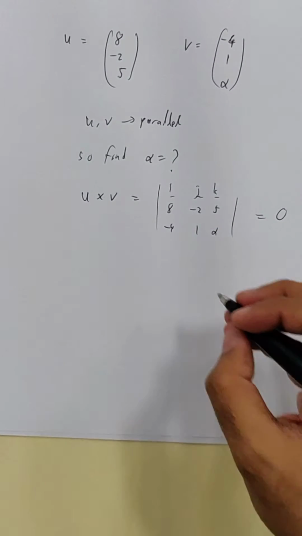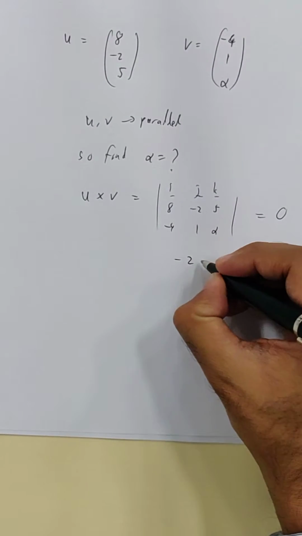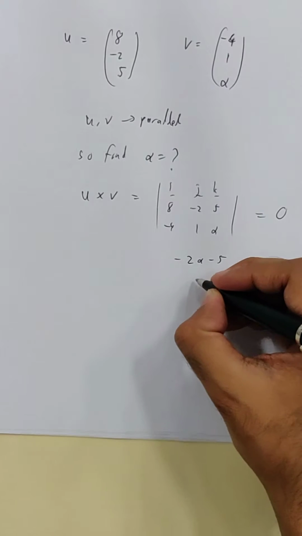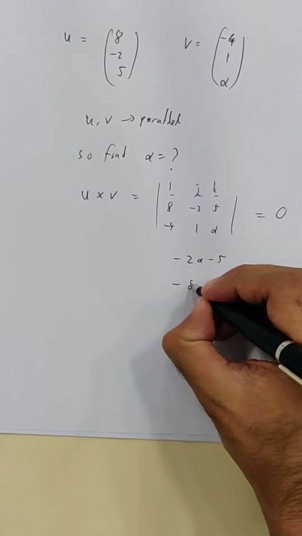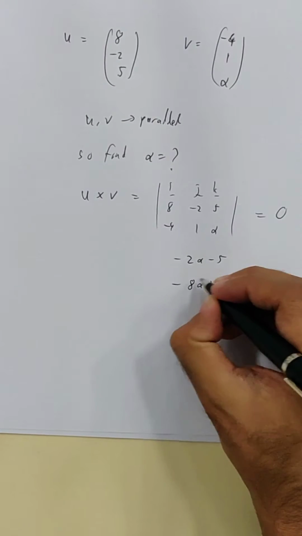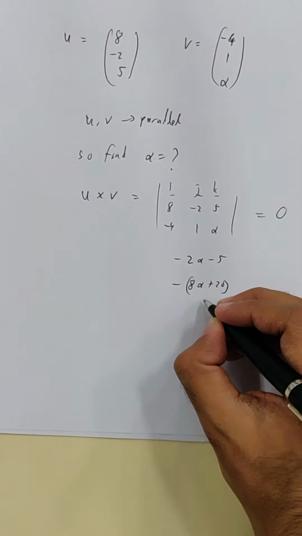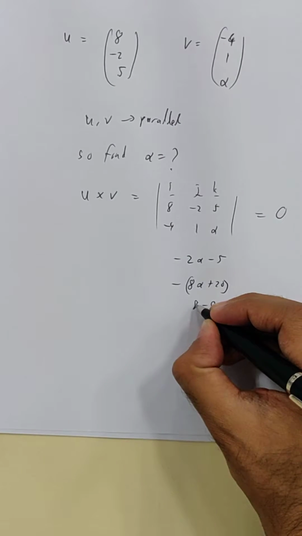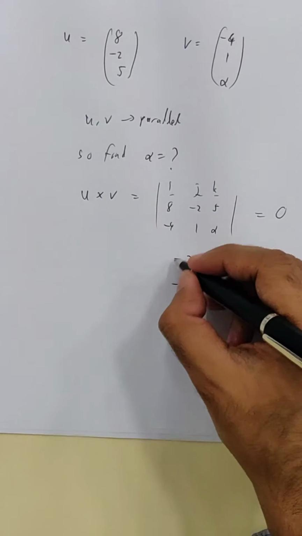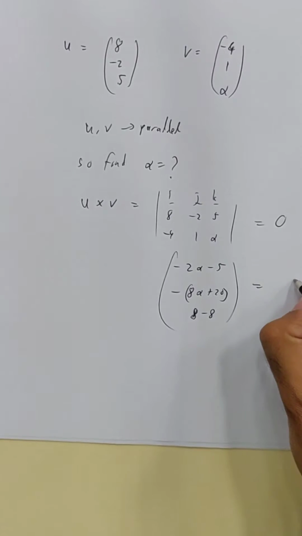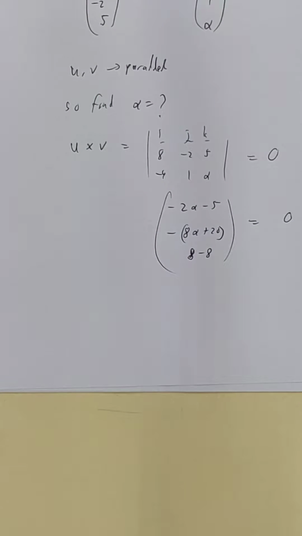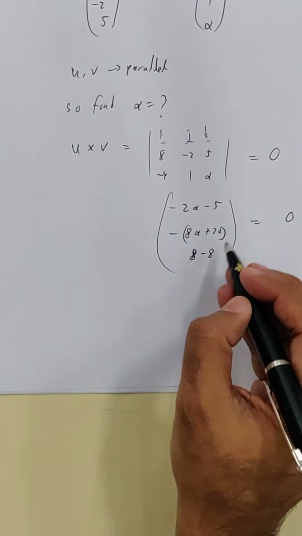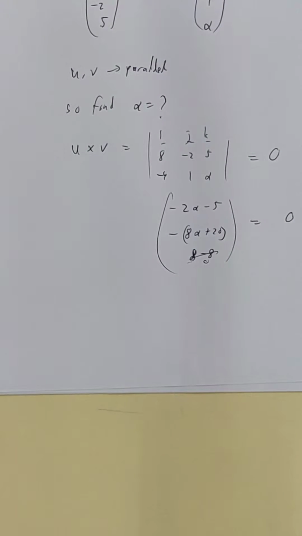You should get yourself something like this. Negative 2 alpha minus 5, negative 8 alpha plus 20, and 8 minus 8. And this whole thing is equals to 0. How do I continue from here? Well, we can say 8 minus 8 is 0, yeah. Any idea on how should we continue?